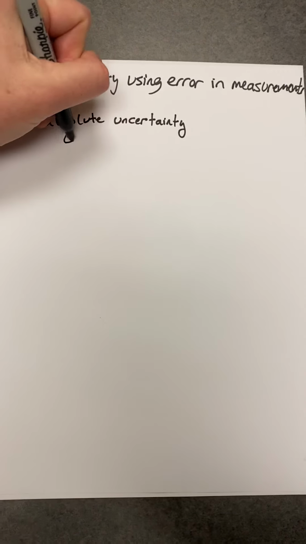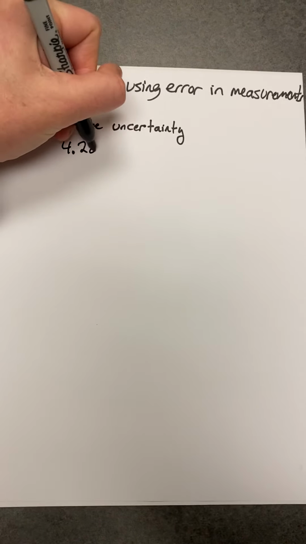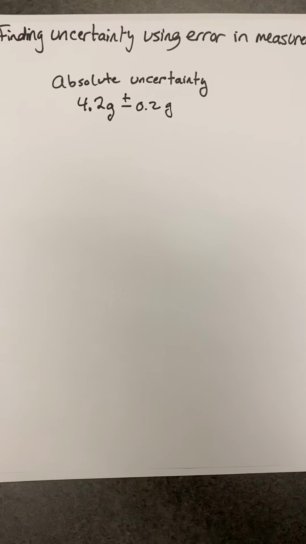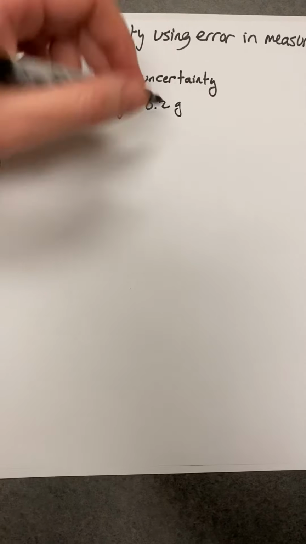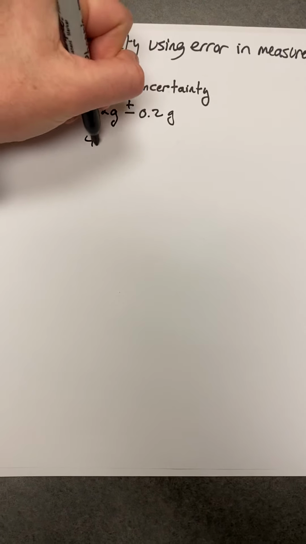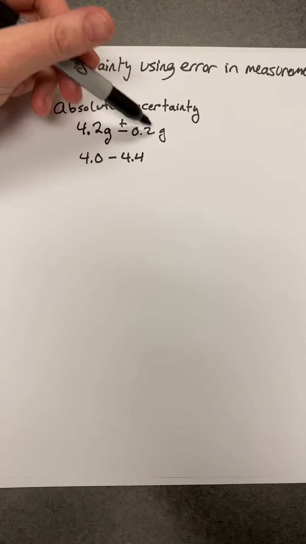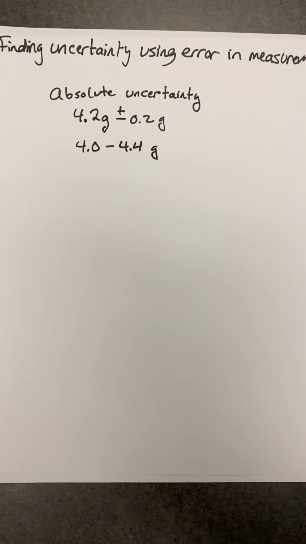So for example, if you go to mass something on a scale, and you've calculated out that it has an uncertainty of 0.2 grams. So we got 4.2 grams plus or minus 0.2 grams. Essentially what this is telling us is that somewhere in the range of 4.0 and 4.4, in other words, minus 0.2 and plus 0.2 grams is our actual measurement.